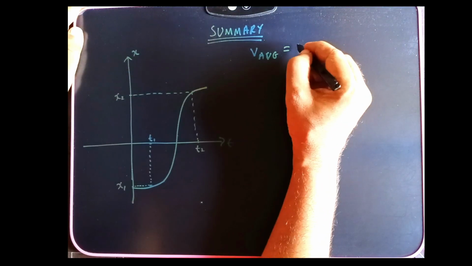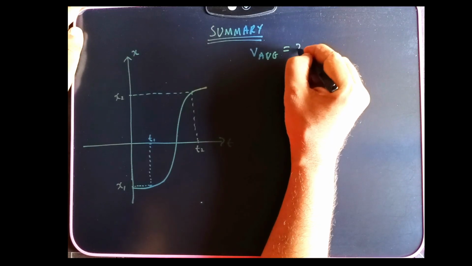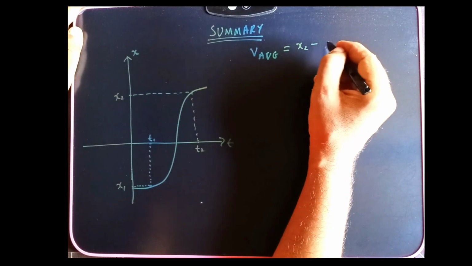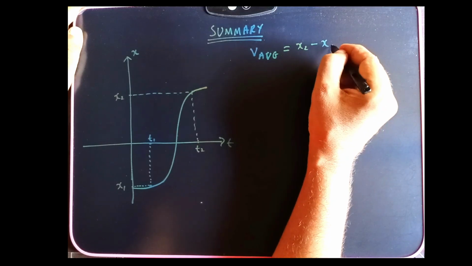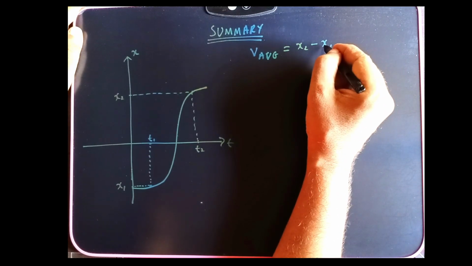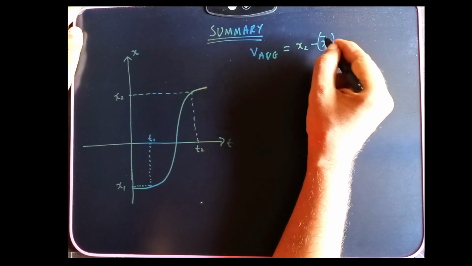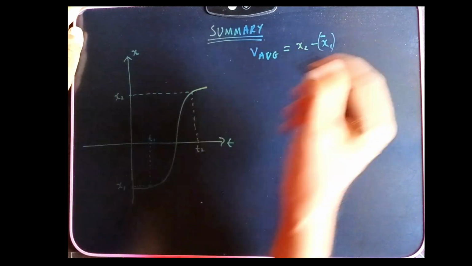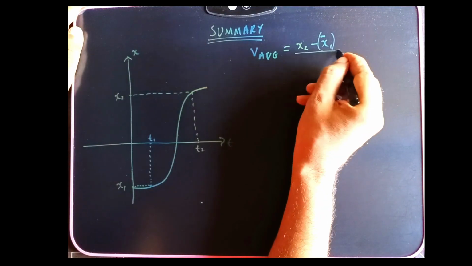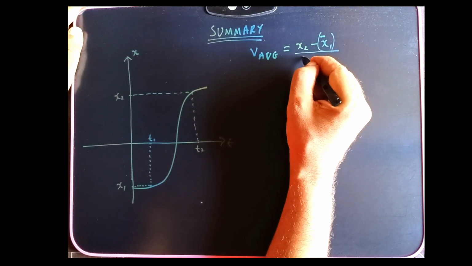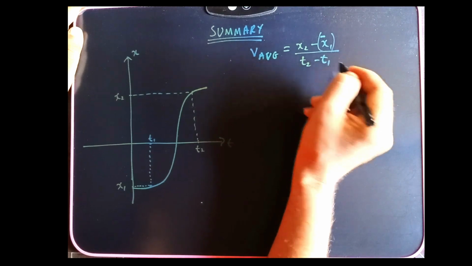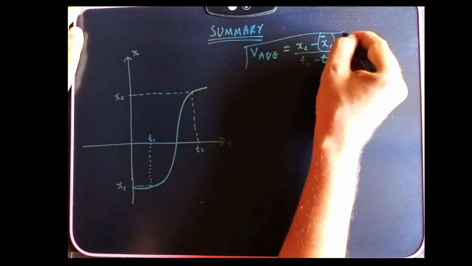So average velocity will be x2, which is final, minus x1. This x1 will take the negative sign. You can put negative associated with x1 because it is below the graph, divided by t2 minus t1. This is going to be my average velocity.